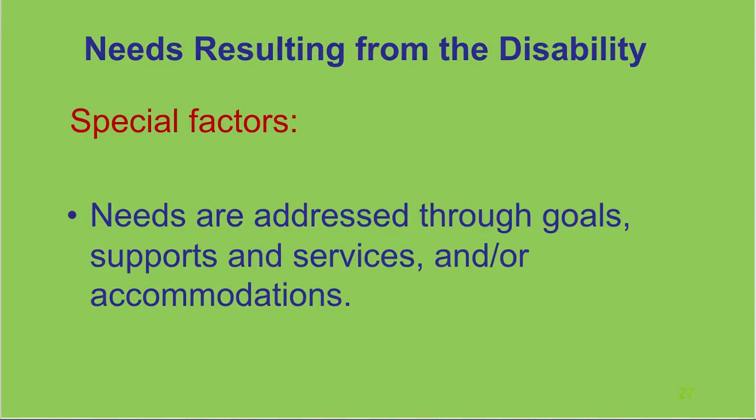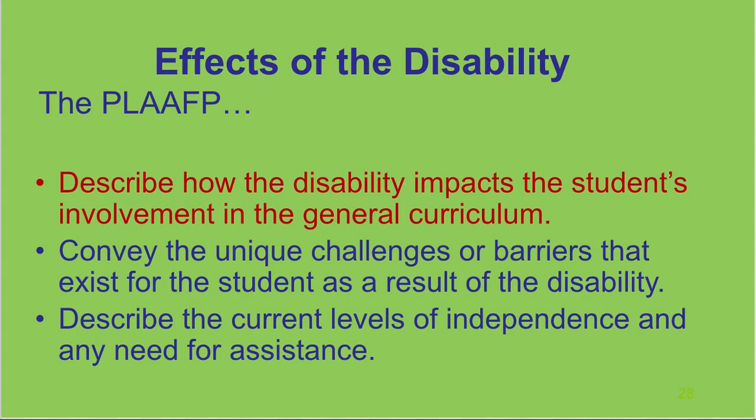When we talk about special factors, these are the needs that are addressed through goals, supports, and services or accommodations. And then we've got the effects of the disability. The PLAF describes how the disability impacts the student's involvement in the general curriculum. We want to convey the unique challenges or barriers that do exist for the student as a result of the disability. And we want to describe the current level of independence and any need for assistance. So this is really important for us to do.